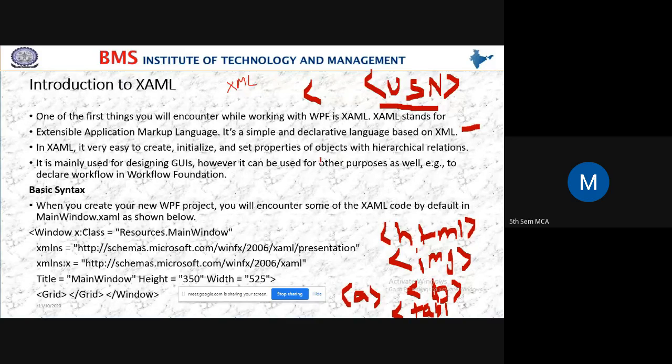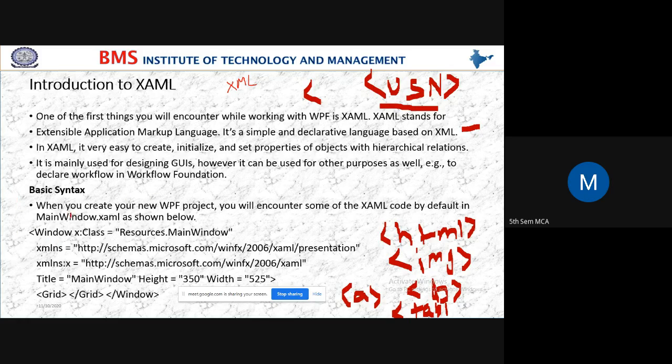XAML is very simple and easy to create. It is easy to create, initialize and set the properties of objects with hierarchical relations. It is mainly used for designing GUIs, graphical user interfaces. However, it can be used for other purposes as well, for example, to declare the workflow in the Workflow Foundation.